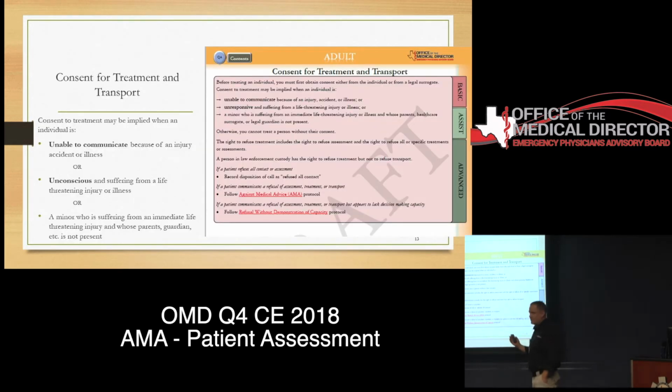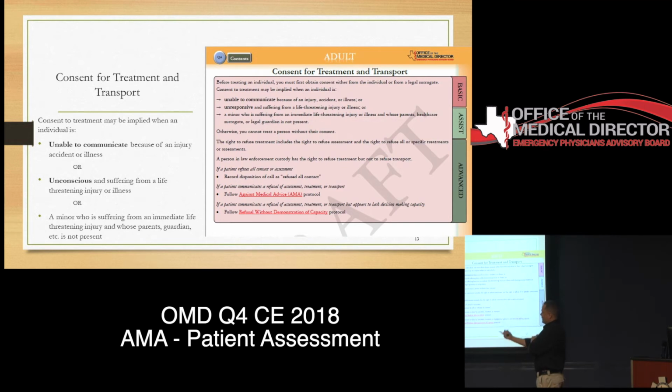So just so you know where this came from, it comes from legal precedent, really focused on pre-hospital care. This is Texas law that outlines when you can apply implied consent, basically when you can treat a patient without their consent. And it's basically 3 scenarios. If the patient's unable to communicate because of an injury, accident, or illness; if the patient is unconscious and suffering from a life-threatening injury or illness; or in situations where it's a minor suffering from an immediate life threat and whose parents or guardians aren't there. Those are the 3 situations. And really, these are the only 3 situations where you can treat somebody without their consent, transport somebody without their consent, do anything really to somebody without their consent.